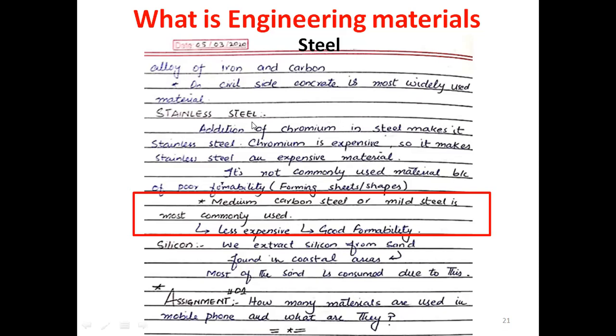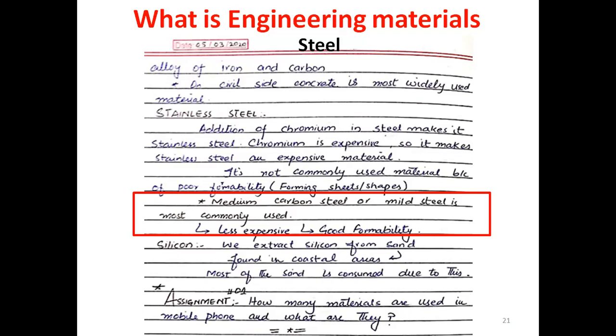Stainless steel is also a steel, but in stainless steel, we add chromium. So if we add chromium to steel, it becomes stainless steel. Chromium is highly resistant to rusting, so the steel would not rust, although the properties of the steel would change. The stainless steel would become more expensive as compared to low carbon steel or medium carbon steel, and on the other side, it would have poor formability. It would be difficult for us to make products from it, to make different shapes from sheets, bars or rods of stainless steel.